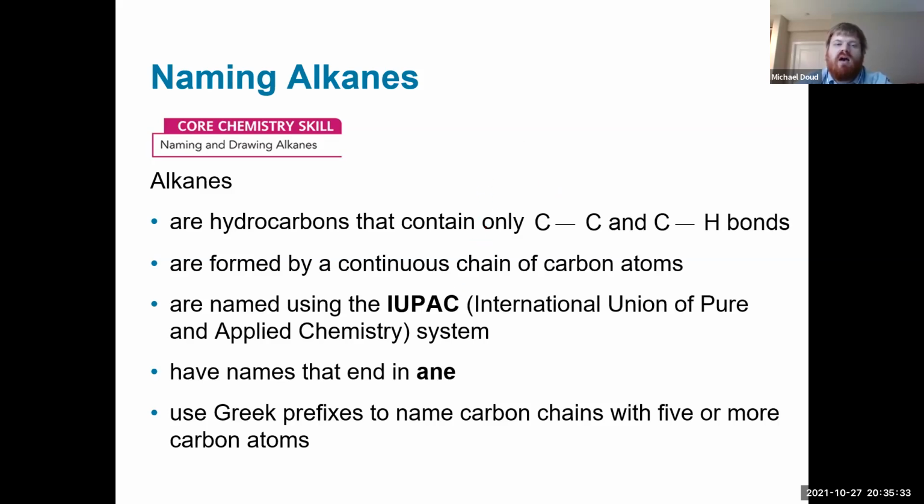We've got alkanes. Okay, so we already mentioned this, right? Alkanes are saturated hydrocarbons. We have a continuous chain of carbon atoms, so that means it's uninterrupted. They have to be named using an IUPAC system. So we learned previously the IUPAC system for nomenclature for ionic compounds. Now we're doing the same thing for organic compounds. Now the names are all going to end in -ane. So like methane and ethane, we've already learned. Butane, we've heard.